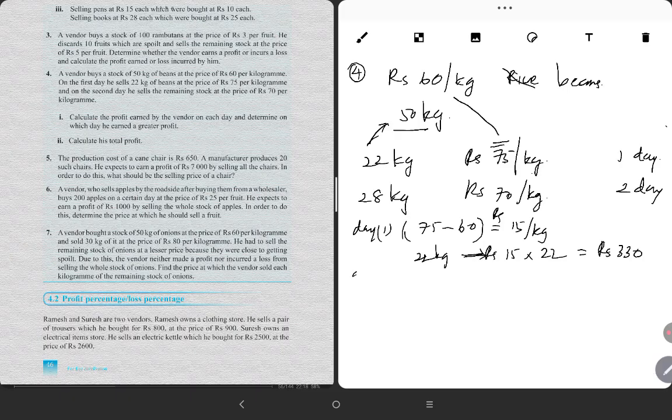And on the second day he is making 70 minus 60, which is 10 rupees a kilogram.